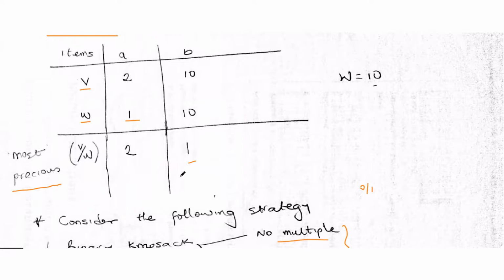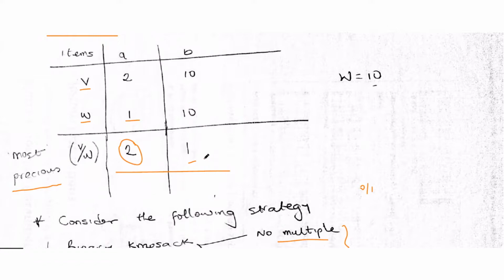So how does this work? This strategy says that after you have gotten the ratio, you take the one that has the highest ratio. The item that has the highest ratio is the most precious. So in this case, that is item A. Item A with the ratio 2 will be taken.